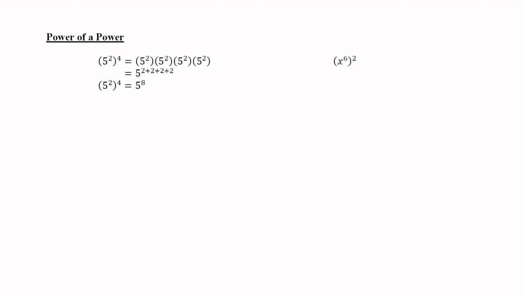Similarly, if we have x to the 6th squared, we can rewrite that as x to the 6th times x to the 6th. We can again use the product rule to add our exponents and then get our final answer of x to the 12th.